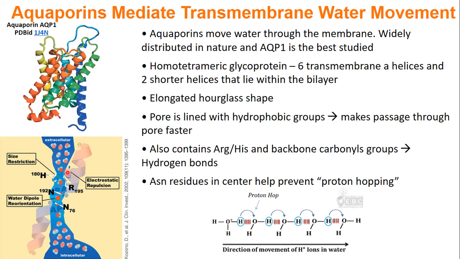And you will have a buildup of protons on one side of the cell, which isn't good because protons are charged, and that can throw off a lot of your membrane potentials. So to prevent proton hopping, these asparagine residues help to block off water as it travels through the pore.